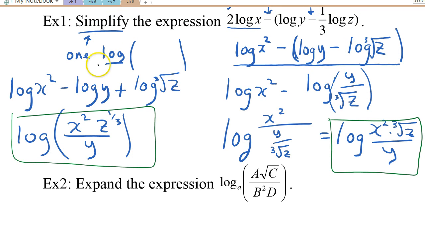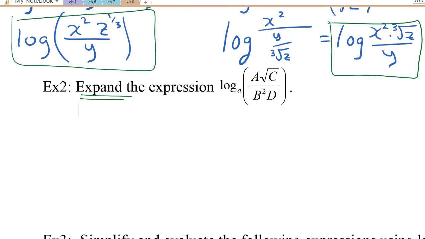Okay, so now that was simplify. So simplify means to put it all as one log. Now expand is the opposite of simplify. We want to write this out. We want to go to this type of expression where we're writing log many, many times.